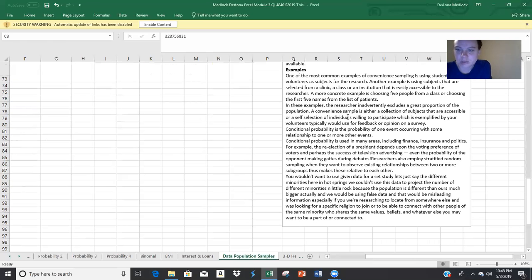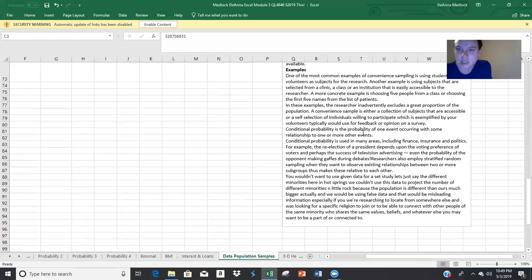In these examples, the researchers inadvertently exclude a great proportion of the population. A convenient sample is either a collection of subjects that are accessible or a self-selection of individuals willing to participate, which is exemplified by volunteers, typically used for feedback or opinion on a survey.